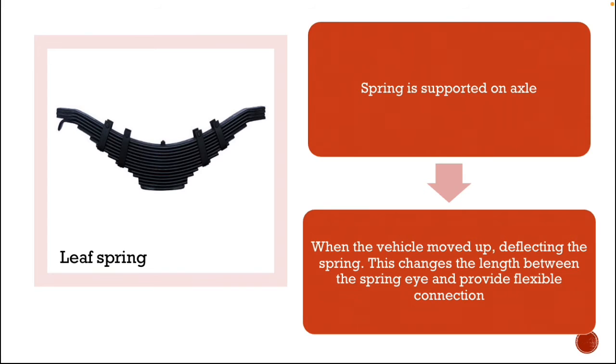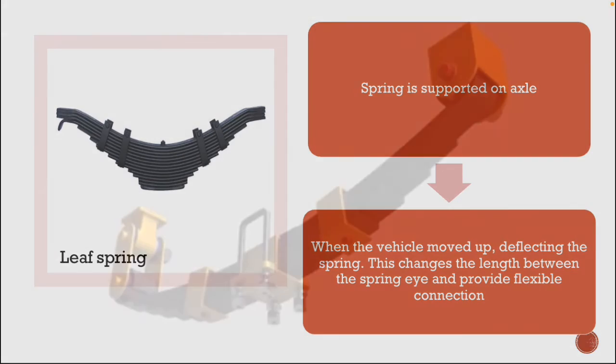When the vehicle comes across a projection on the road, the wheel moves up, deflecting the spring. This changes the length between the spring eyes. If the ends are fixed, the spring will not be able to accommodate these changes of length. This is provided for by means of a shackle at one end, which gives a flexible connection. It is commonly used in heavy vehicles, commercial vehicles and trucks.